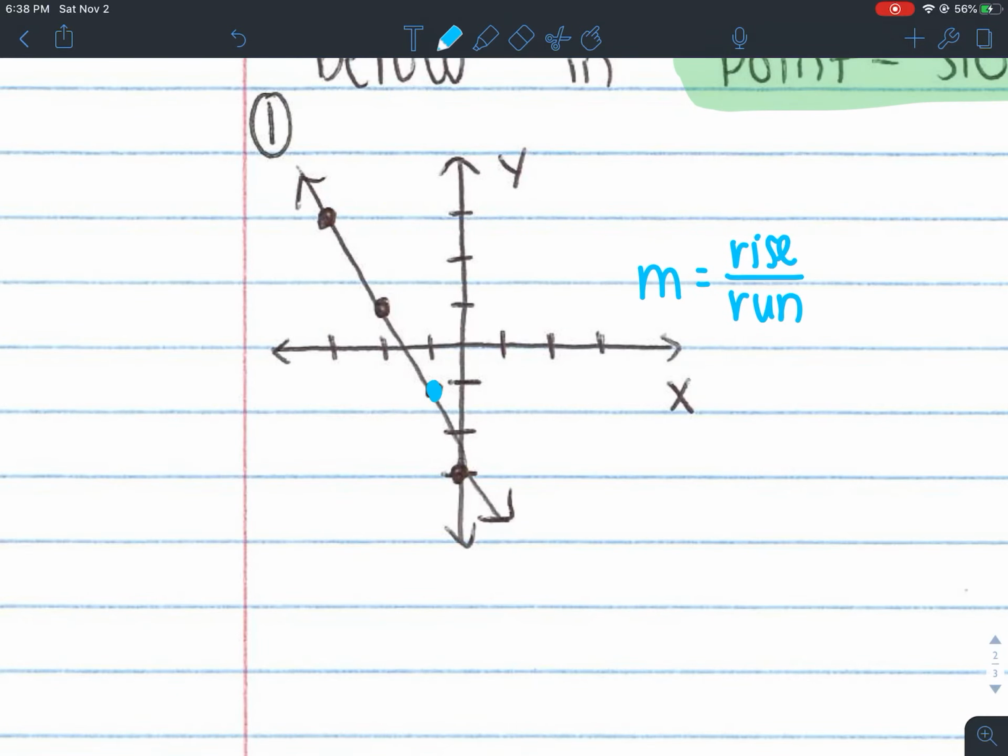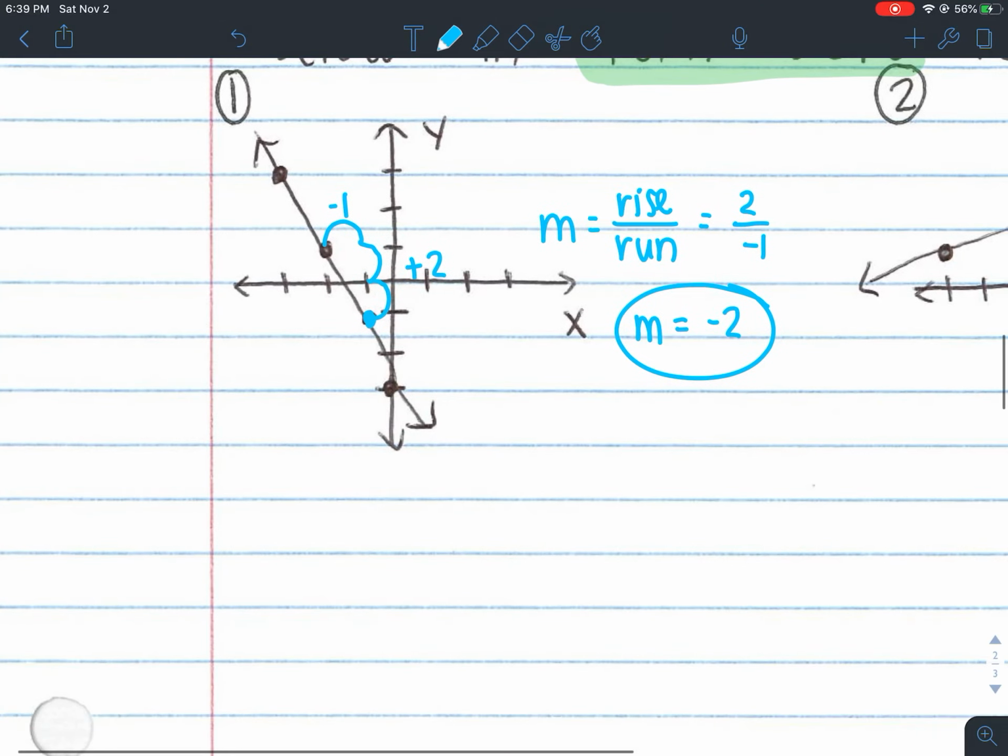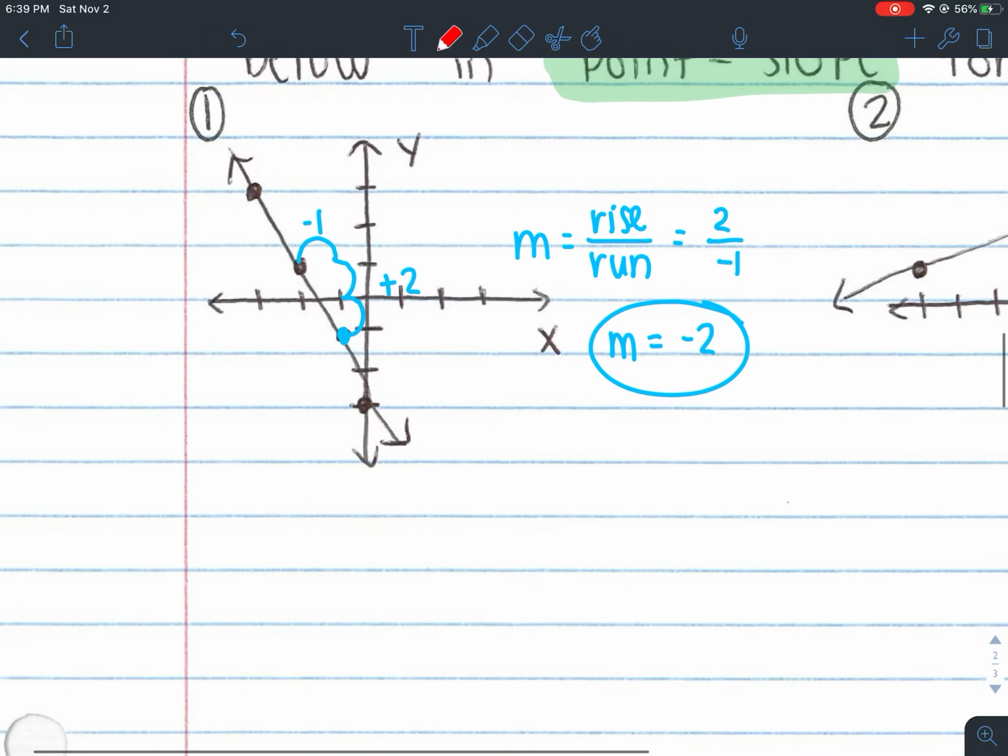So I'm going to go ahead and pick this point right here. And so let's go ahead and rise to the next point. So we're going to go 1, 2. Well, I went up, so that's positive 2, which means my rise was positive 2. And then I'm going to run to the left 1. Left means negative, so that's negative 1, which means my slope is negative 2. But that's not my answer, okay? My answer is not negative 2.